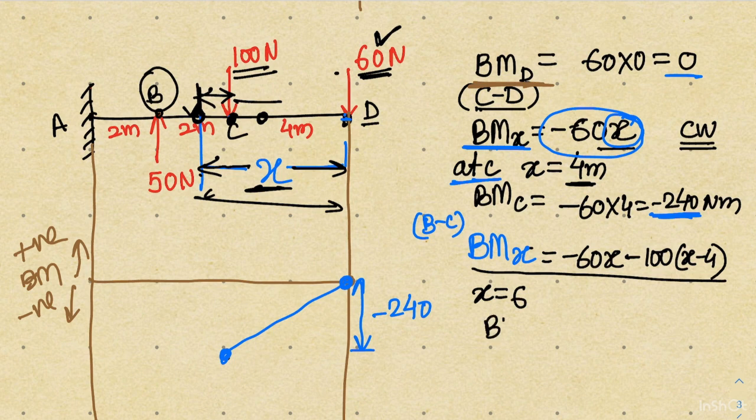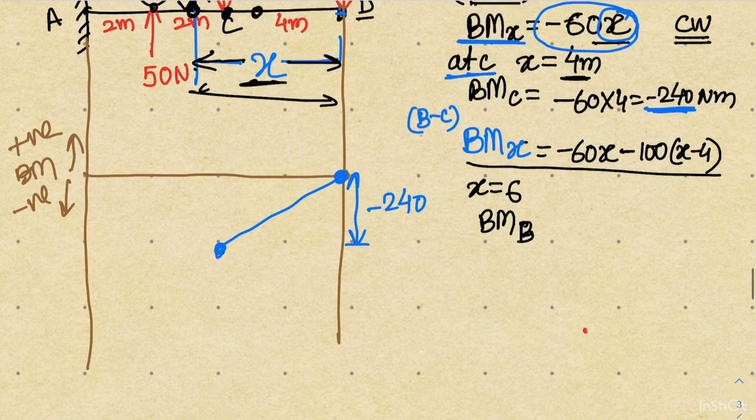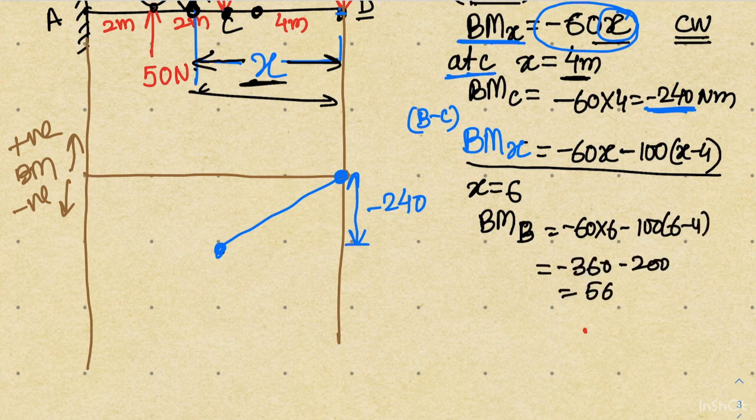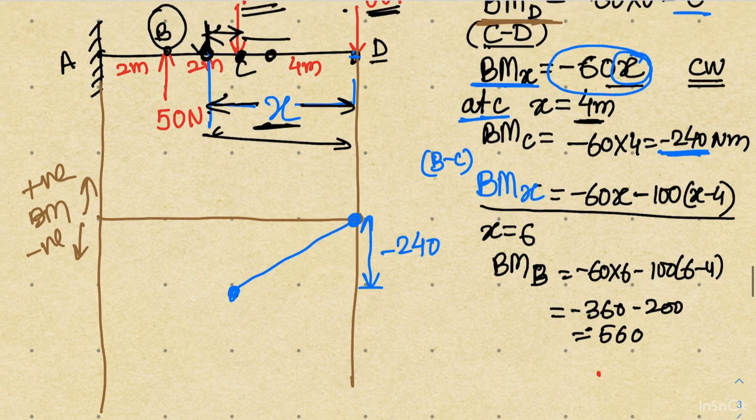So the bending moment at point B will become minus 60 into 6 minus 100 into 6 minus 4. So that is 560. So when I am reaching point B, the bending moment will be minus 560, because the sense is again clockwise.